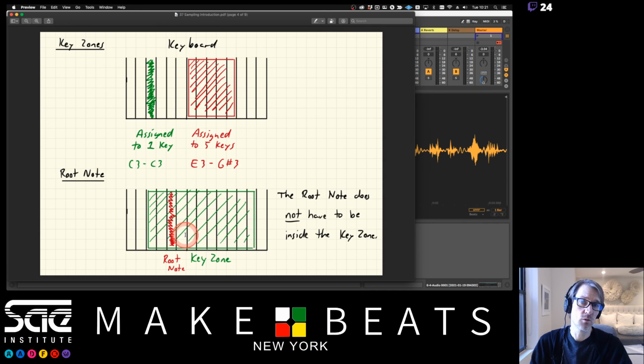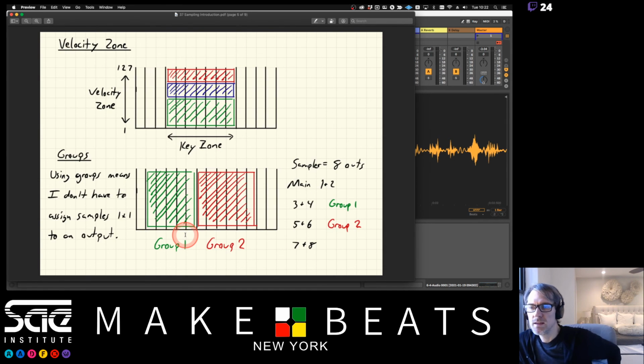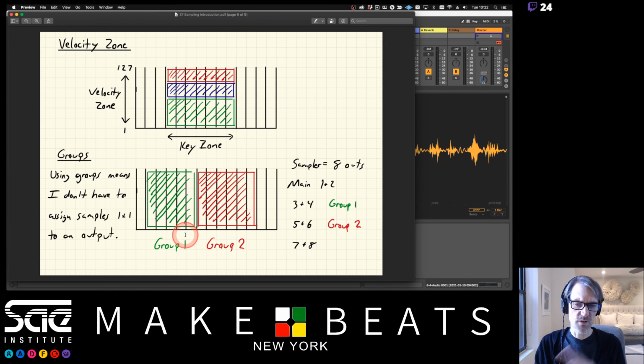And when you change the root note, it changes the pitch and everything. It's something that you should definitely play with to kind of become familiar with it. Then you've got your velocity zones. How hard you hit the note allows you to change what sample you're playing. And then you've got the groups. You can assign multiple samples to a group to make changes to that group.